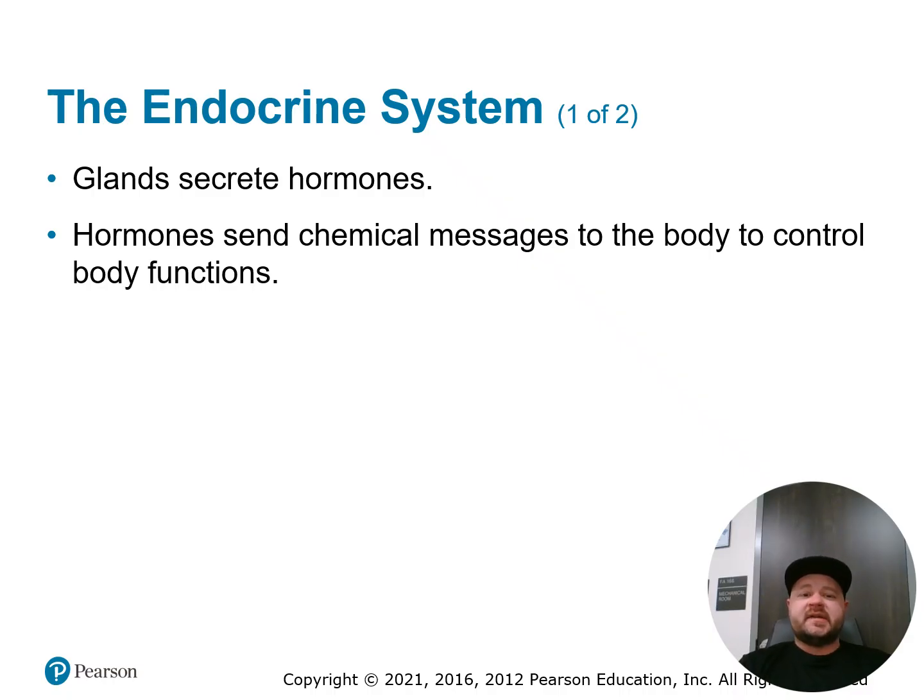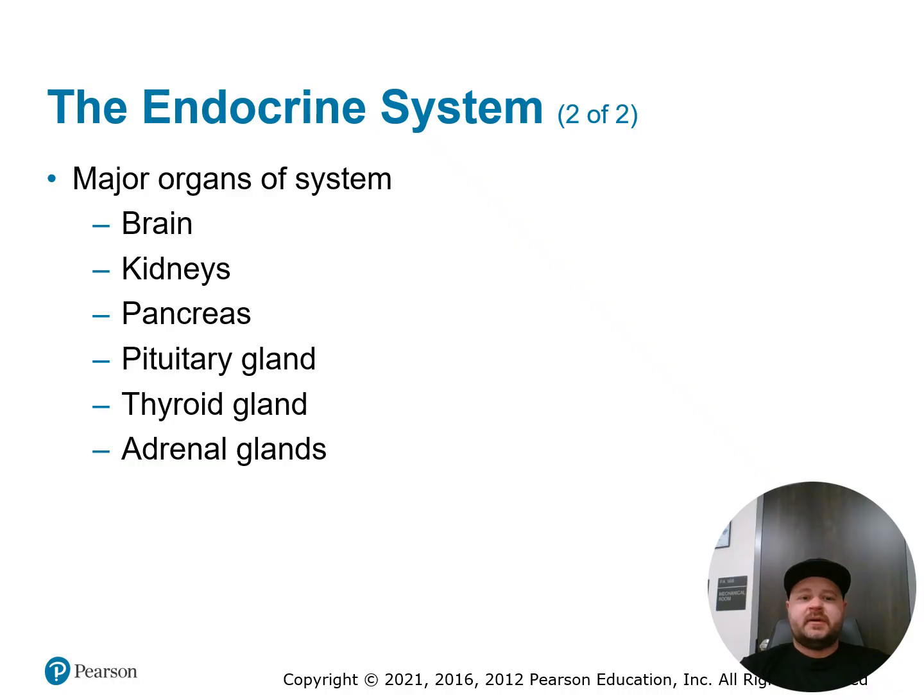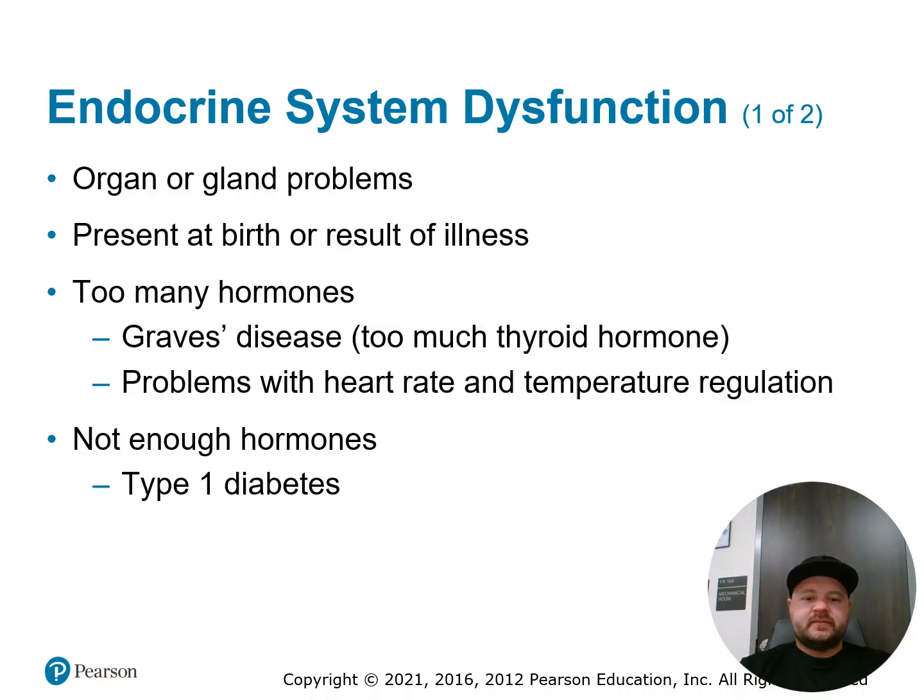All right, so the endocrine system has glands that secrete hormones. These hormones send chemical messages to the body to control body functions. The major organs of the endocrine system: the brain, kidneys, pancreas, pituitary gland, thyroid gland, and adrenal glands. Again, I'm going to share some videos with you guys that I found very helpful. They're maybe a little overkill, but it made a lot of sense to me.